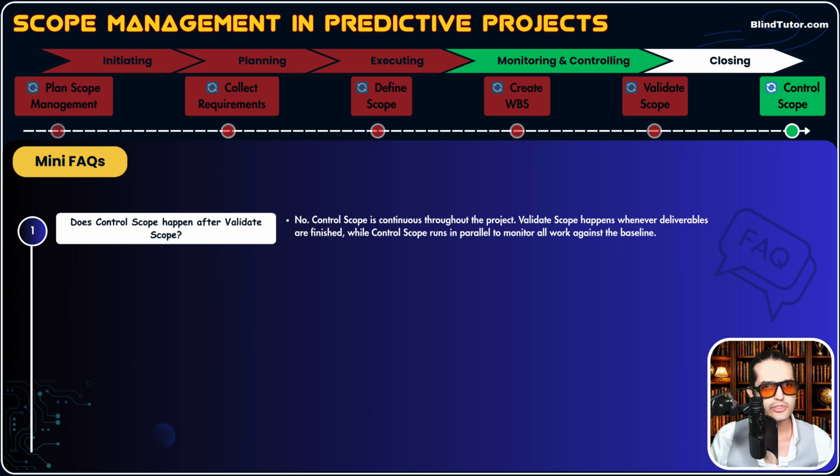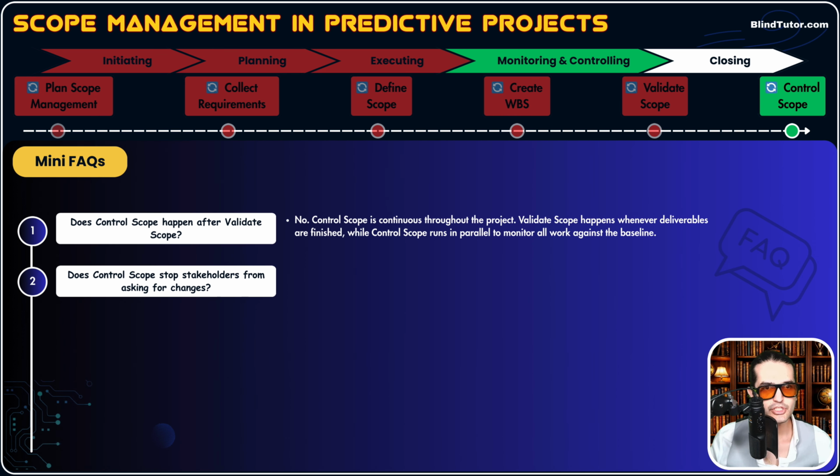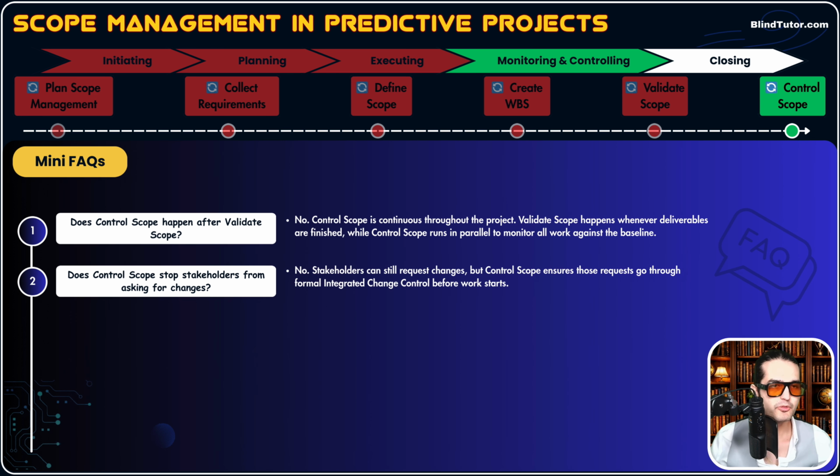Question number 2, does control scope stop stakeholders from asking for changes? No, guys. Stakeholders can still request changes, but control scope ensures those requests go through formal integrated change control before work starts. We're controlling, okay? We're not saying don't request change. No, we don't accept your change. No, we're controlling. We are putting everything in the right channel, okay? For example, if a stakeholder wants to raise a request, it needs to go through formal channels. The team just can't go and start working on an unapproved change. No. So we're stopping unapproved change.